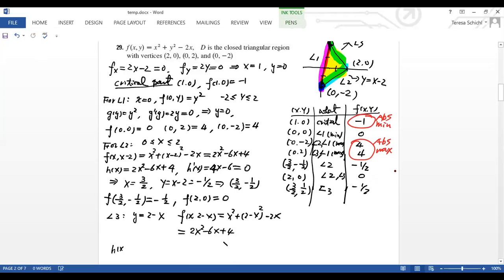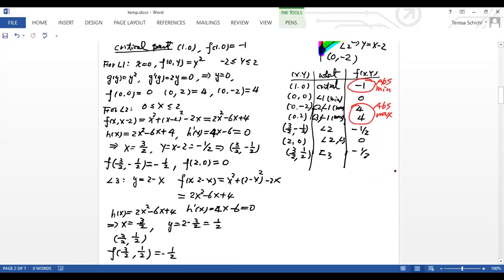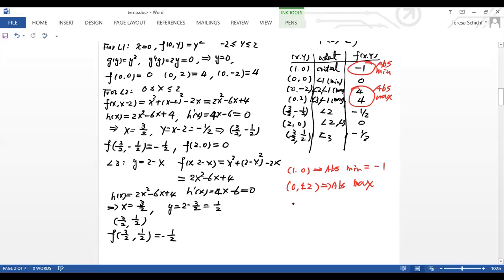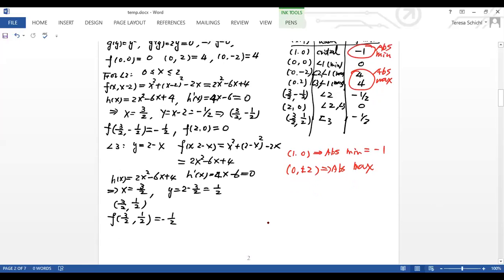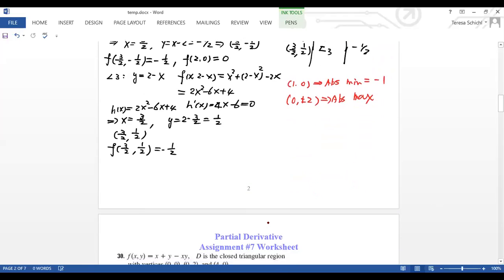So that's why you can conclude for these ones here, at the critical point 1, 0, you will have what? Absolute minimum is equal to -1. Then you add the 0, plus minus 2. At these 2 points, you will have an absolute max here, okay? So this is the type of problem with the boundary, and you need to consider all the boundary, just like we did in Calc 1, when you want to find the absolute value in the interval, you need to substitute the 2 endpoints, right?